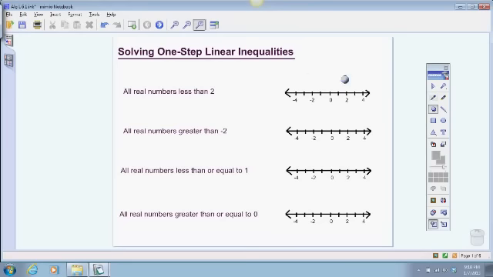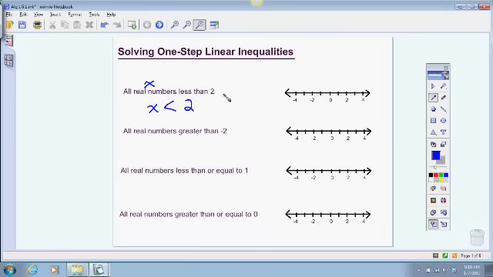With inequalities, though, inequalities are something like this. All real numbers less than 2. If I wanted to take all real numbers less than 2 and write it as a mathematical inequality, I'm just going to use a variable to represent all real numbers, like x. And we want to say that all of our real numbers here, x, are less than 2. So this inequality right here we can graph.